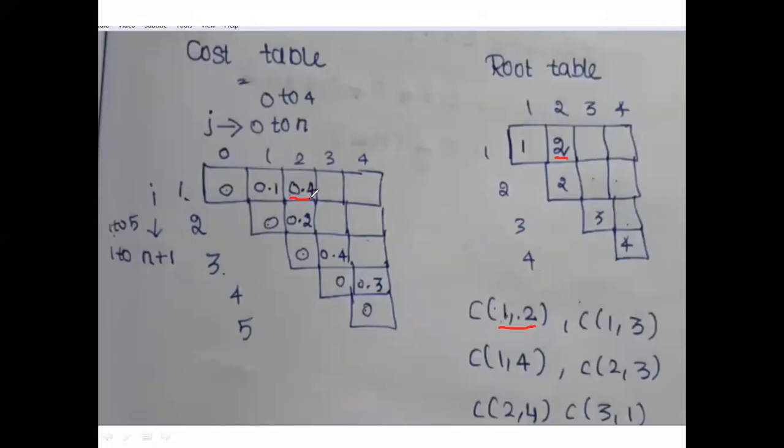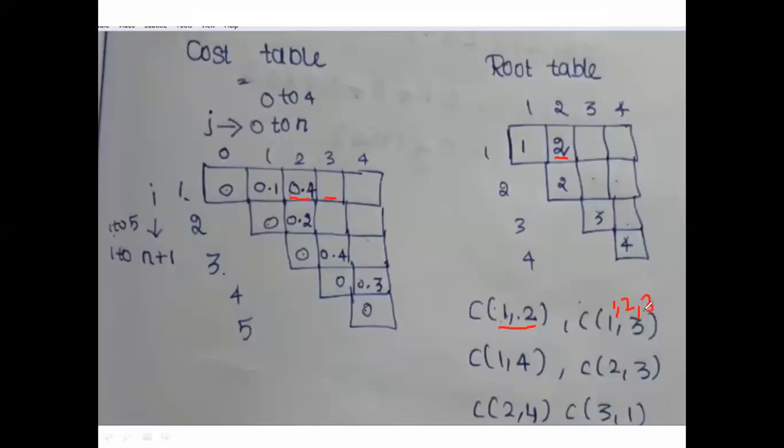Similar to the same, we are applying C of 1, 3. Okay. So for k equal to, what are the values? 1, 2, 3. 3 values. So k equal to 1, submit it. What is the value? K equal to 2, submit it. What is the value? K equal to 3.